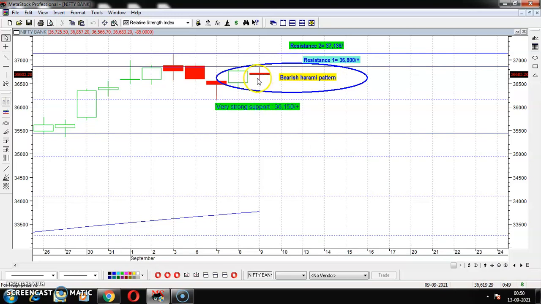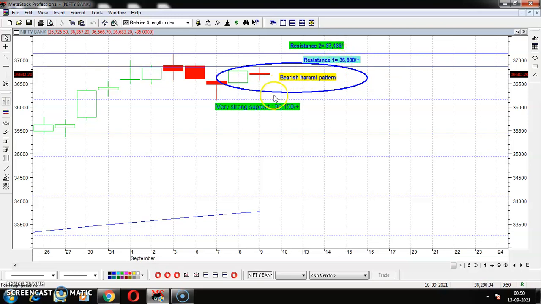There is a mighty possibility to retrace upside, but if it goes to the upside, then the first resistance would be around 36,800 plus, and the very next resistance would be 37,136, which is the 100% Fibonacci Retracement zone. But if it comes below, then there would be strong support at 36,150 plus, which is the 78.6% Fibonacci retracement zone. This is the Fibonacci retracement zone.